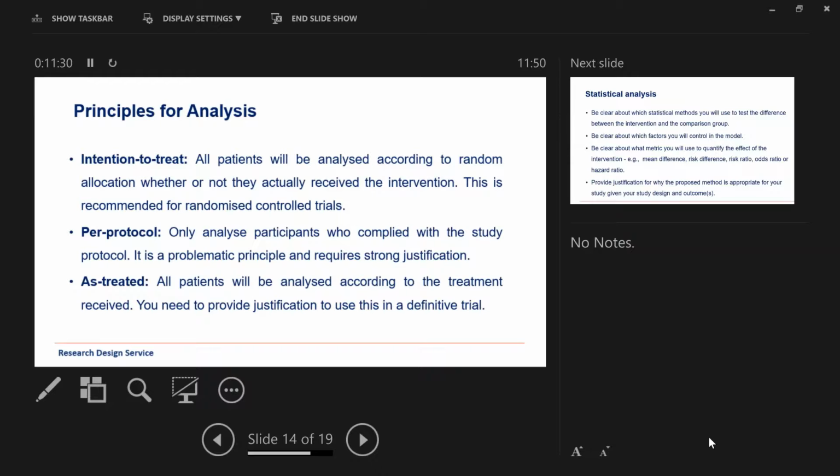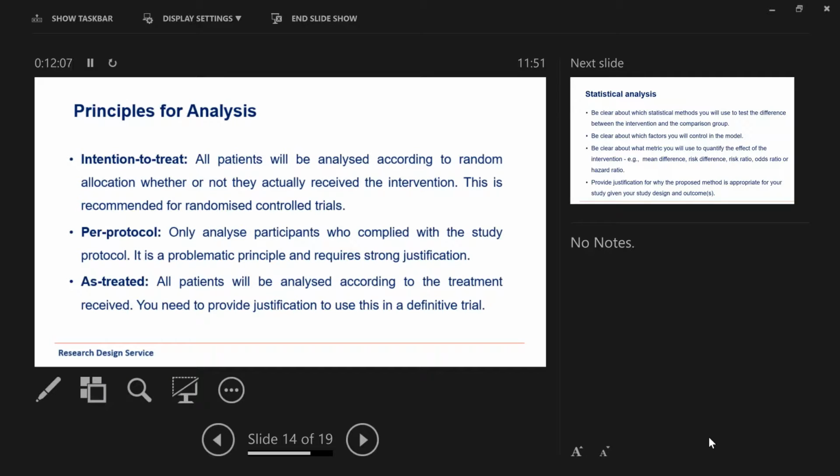If you're allocated to the intervention group and you actually got the control group, you're still treated in the analysis as if you're in that first group you were allocated to. Because that's the only way of avoiding this chance of bias creeping into the study. Also, what you're really doing is minimizing any difference between the groups. So if you can minimize the difference between the groups and still find them statistically significant, then you can be fairly confident that your result is a true result.